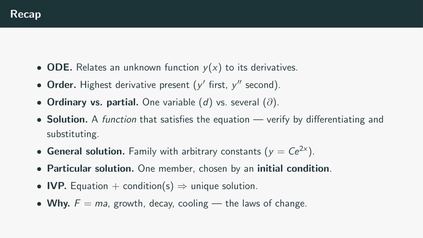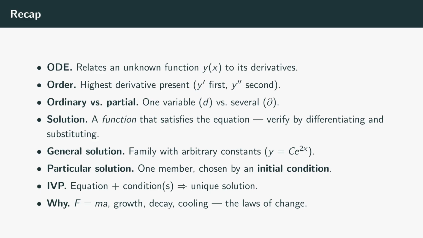Let's recap. A differential equation relates an unknown function to its own derivatives. Its order is the order of the highest derivative that appears. Y prime is first order, y double prime is second. It is ordinary when the unknown depends on one variable, and partial when it depends on several and partial derivatives appear. This course is about the ordinary kind. The single most important idea: a solution is a function, not a number, and you verify a candidate simply by differentiating and substituting.